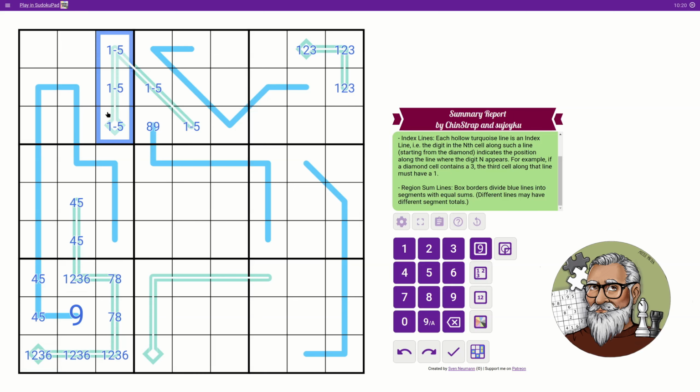So I definitely have 4 and 5 here, right? Now, which means that these can't be 4 or 5. These are from 1 to 3. Okay.